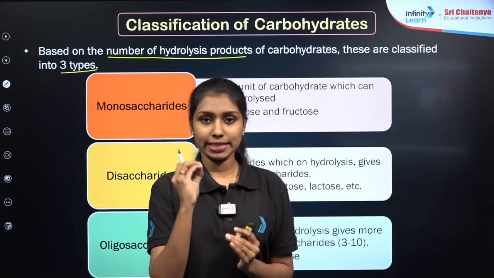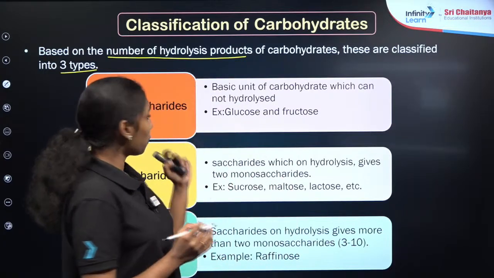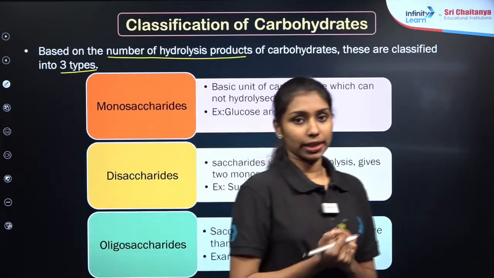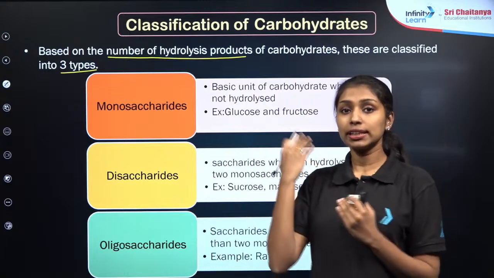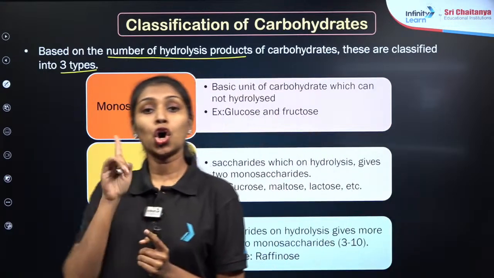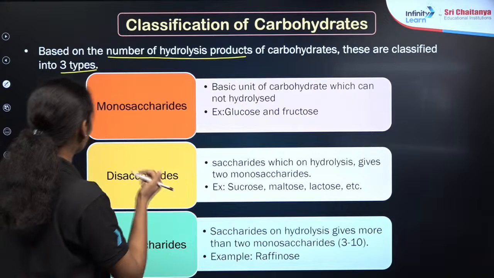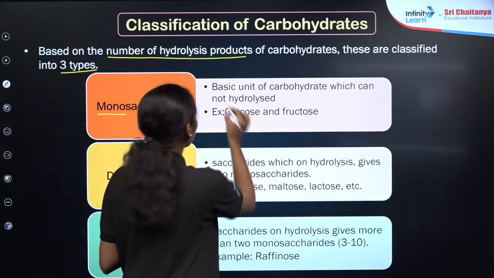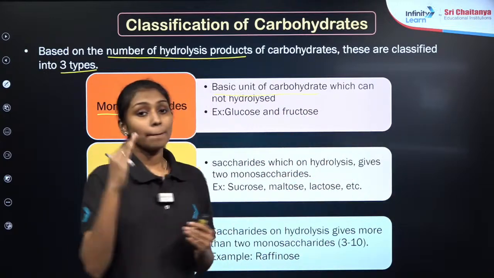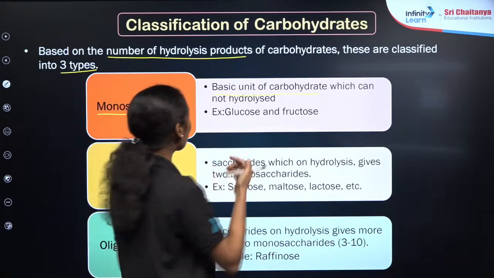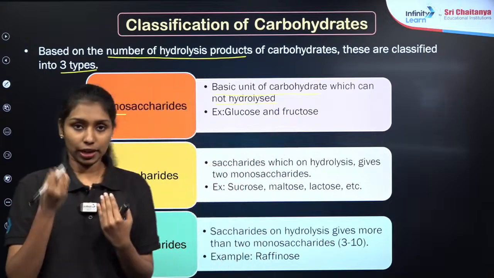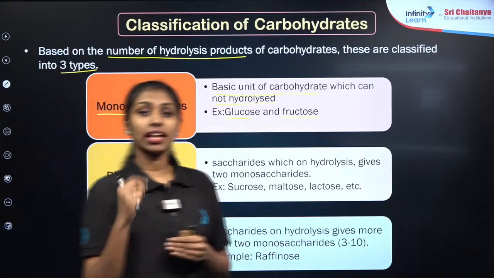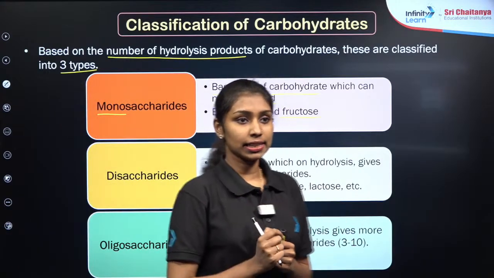What do you mean by mono? It refers to number, right? As I already mentioned, it is based on the classification, on how many products are forming. So if a carbohydrate undergoes hydrolysis to form only one type of molecule, mono means one, or we can say it is the basic unit of carbohydrate which cannot be hydrolyzed further. Glucose cannot be hydrolyzed further. Similarly, fructose also. So glucose and fructose are examples of monosaccharides, right?